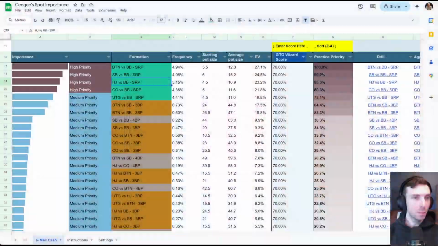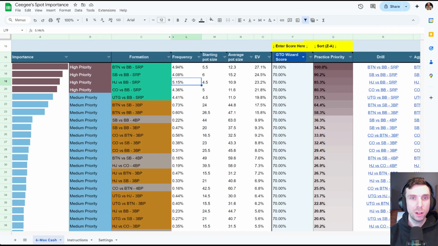But we're going to jump right into the most frequent spot in the 6max spot importance sheet. So first off, I'm going to pull up the sheet here. And you will see that we've done the button versus big blind, small blind versus big blind, and now we are on the hijack versus big blind. In the frequency tab on the right, you can see that this is the highest frequency scenario.